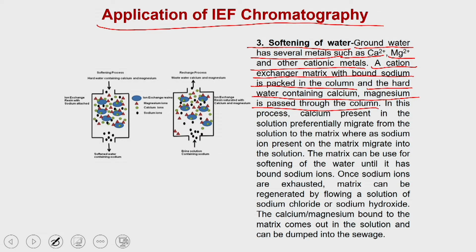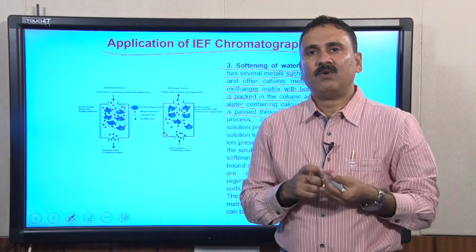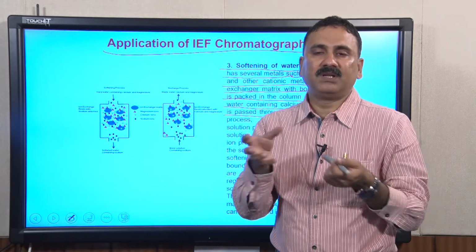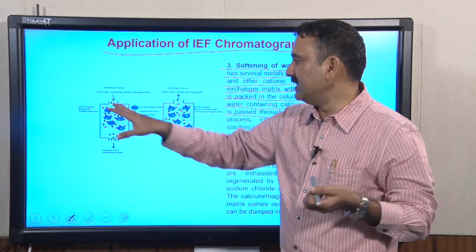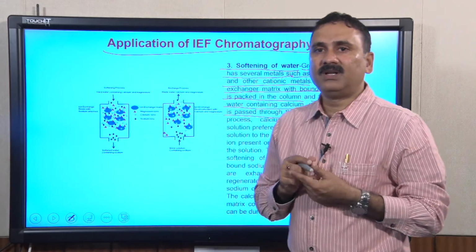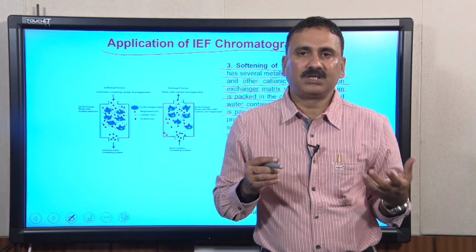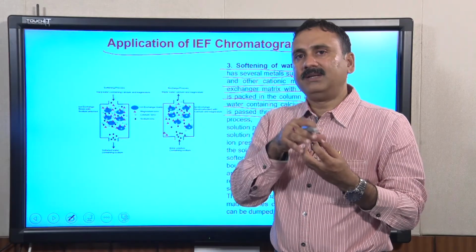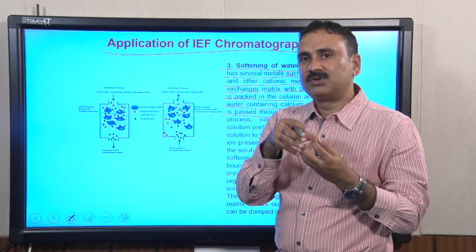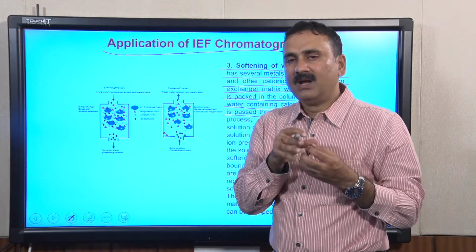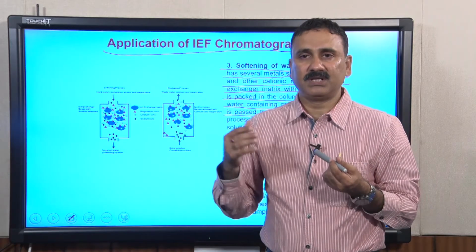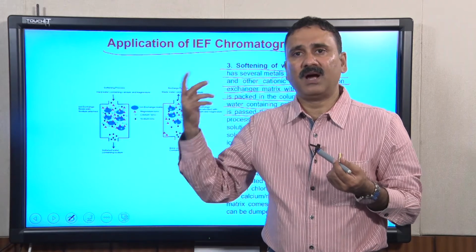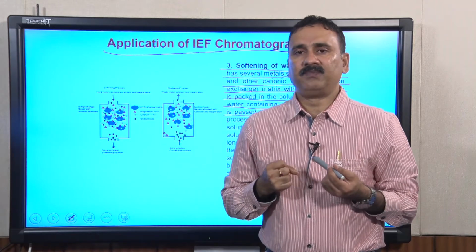So, these cartridges you might have seen in your home as well. When you buy AquaGuard or some kind of water purification system, what you will see is that it has two chambers. In one of the chambers, it contains beads, and these beads are cation exchange beads, masked by sodium. So, the sodium is bound to the cation exchange beads, and when you flow the hard water, which contains calcium and magnesium and arsenic and all other kinds of heavy metals.